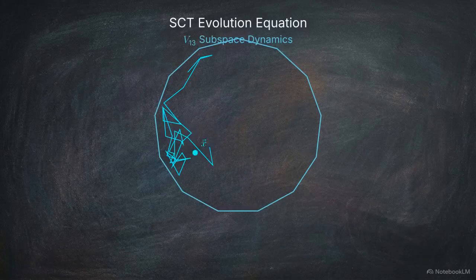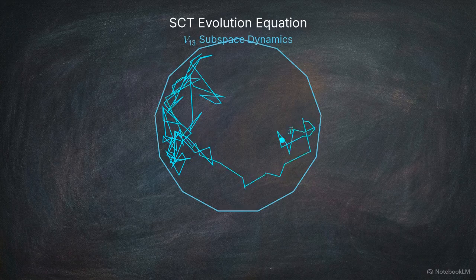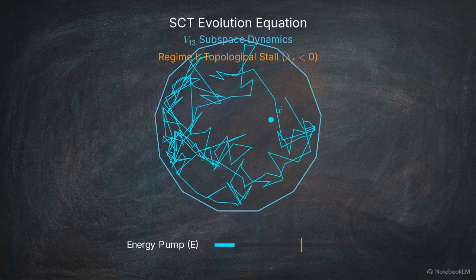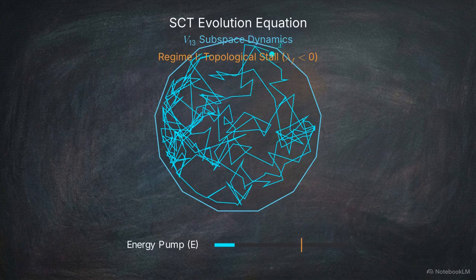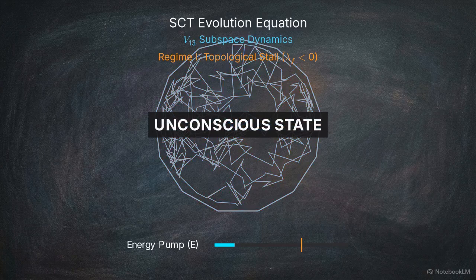This graph shows the SCT evolution equation. It plots system behavior locked inside the V13 subspace. There are three thermodynamic regimes. In the first, the topological stall, the energy pump is too weak. Modes freeze in place, and the system collapses into an unconscious state.